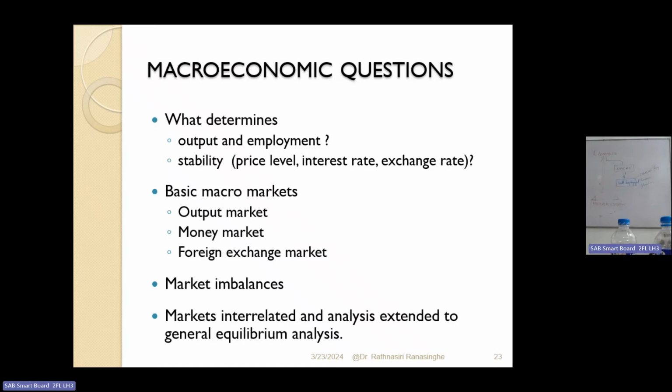Now here, what is the analytical tool that we use in macroeconomics? We use aggregate demand and aggregate supply, right? That is the analytical tool. So we determine the equilibrium in the AD-AS model. This is the price level and the national income, right? Y is the national income.